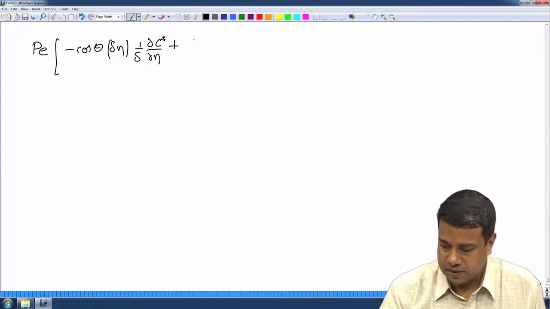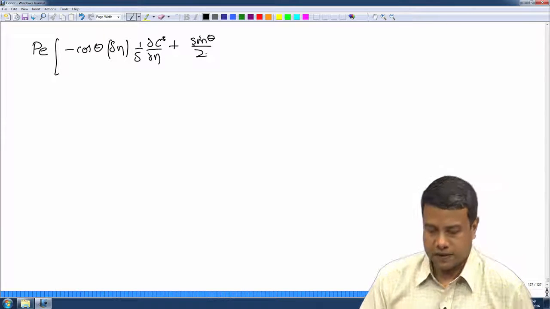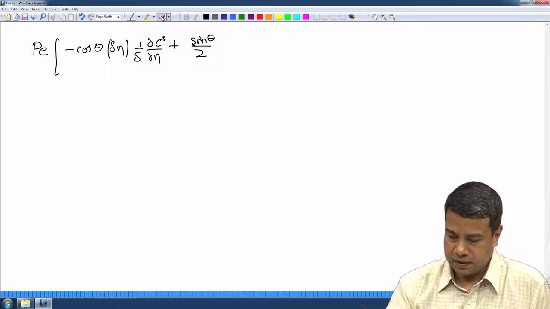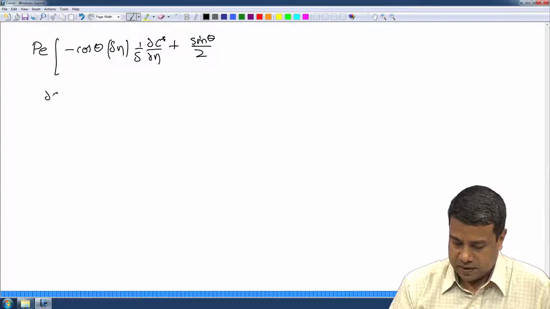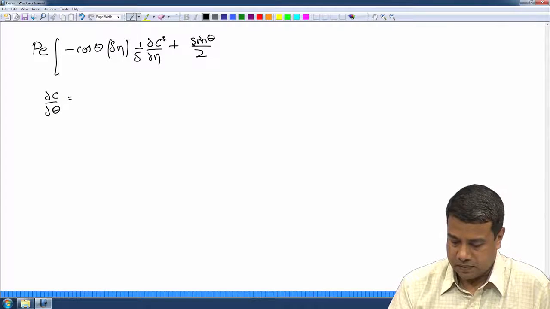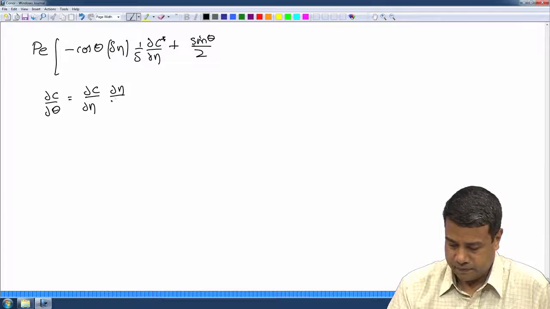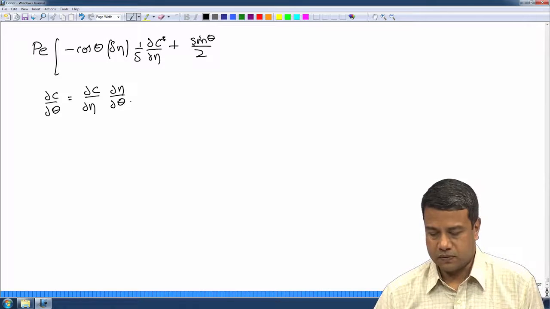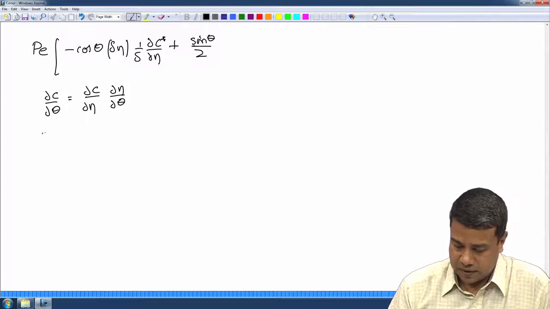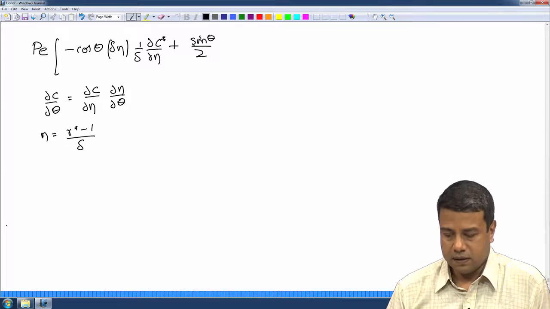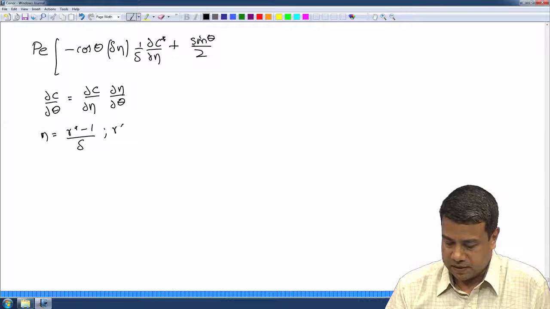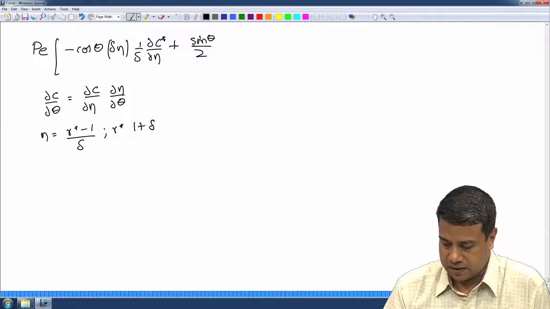U theta was sin theta by 2. It was finite at the surface. Now, partial c by partial theta is equal to, using the chain rule for differentiation. We know that eta is equal to r minus 1 by delta, or alternatively, the distance from the surface was expressed as 1 plus delta eta.